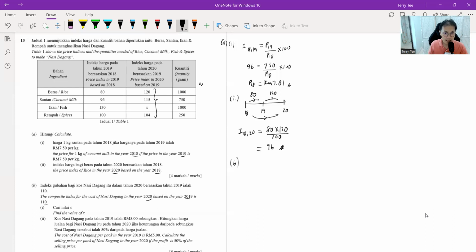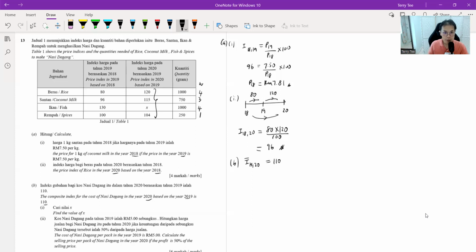Now notice all these figures are divisible by 250. 1000 divided by 250 is 4. 750 divided by 250 is 3. This one is 4 again. 250 divided by 250 is 1. All right. So composite index, this is for 2019 to 20. We know the composite index is 110. That means overall, the cost has gone up by 10%.